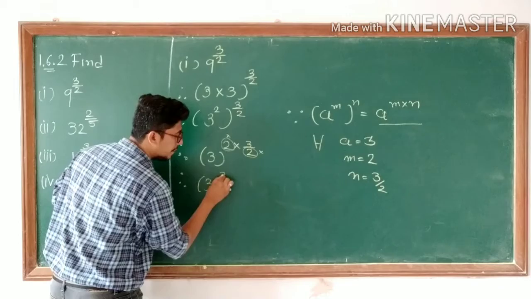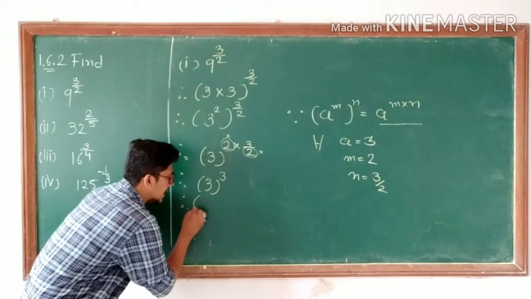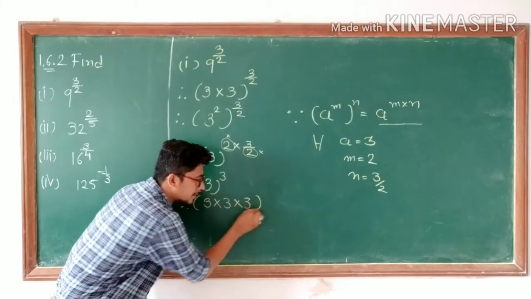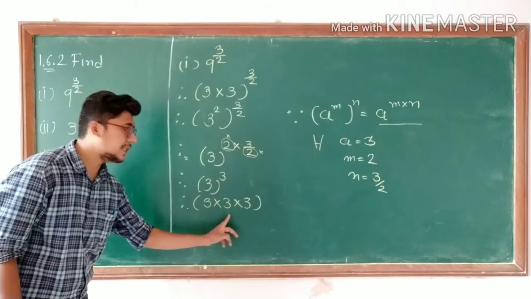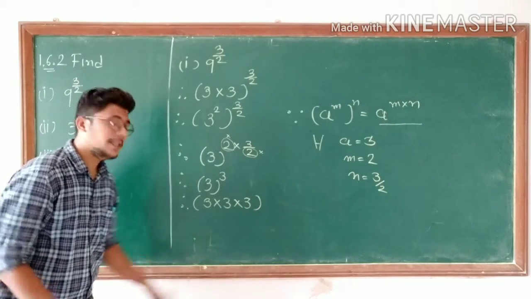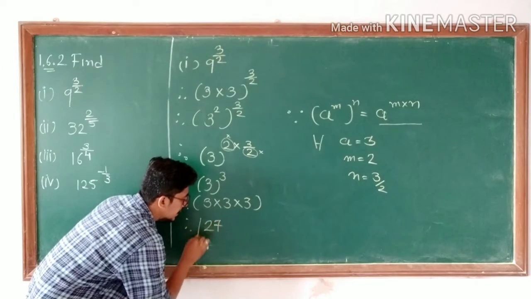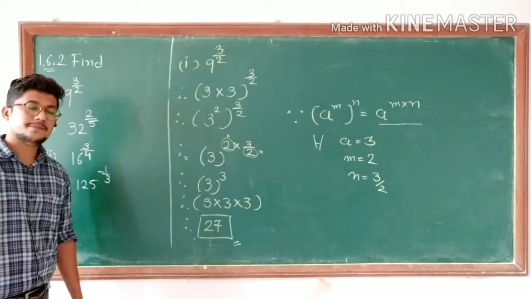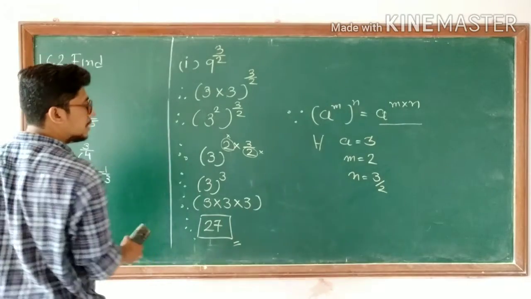So here, what we are getting is 3 to the power of 3. Can we write 3 to the power of 3 as 3 into 3 into 3? 3 is repeating thrice. So 3 into 3 is 9, 9 into 3 is 27. So your answer will be 27. Easy? Okay. Moving on to the second problem.